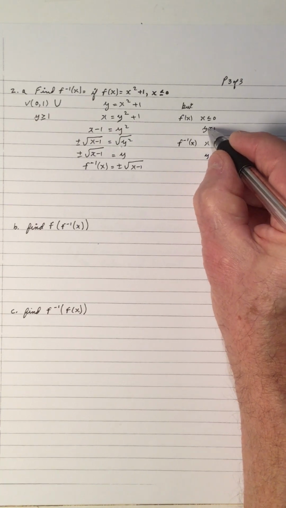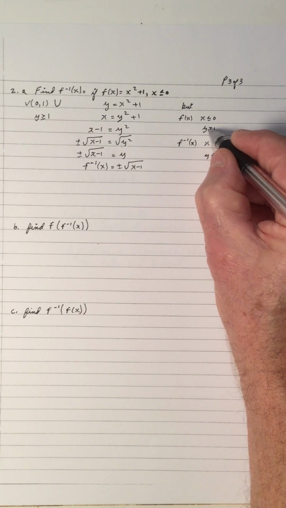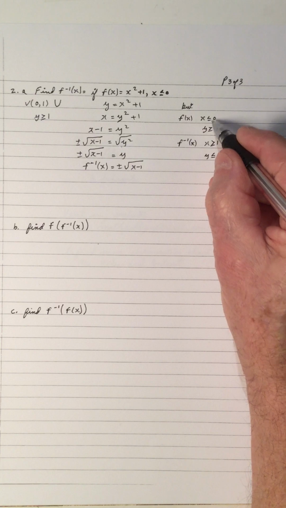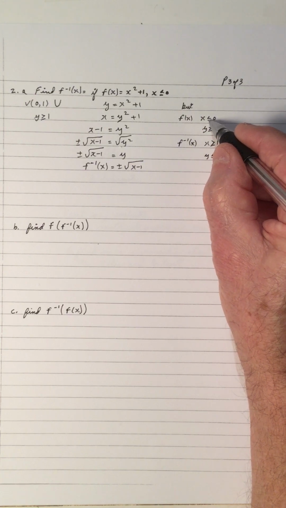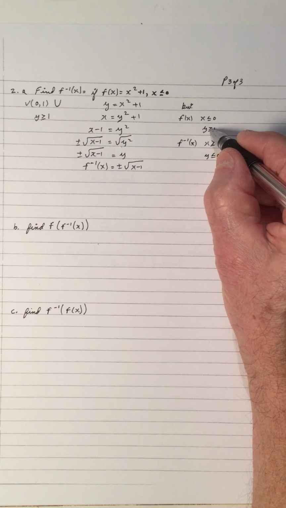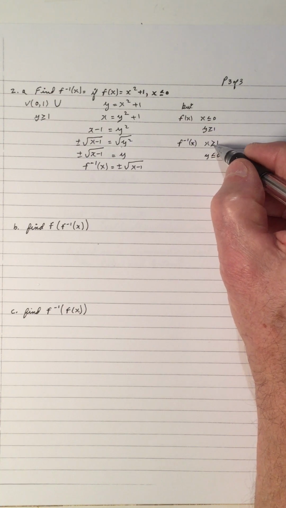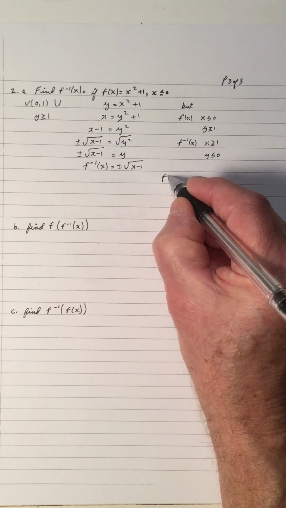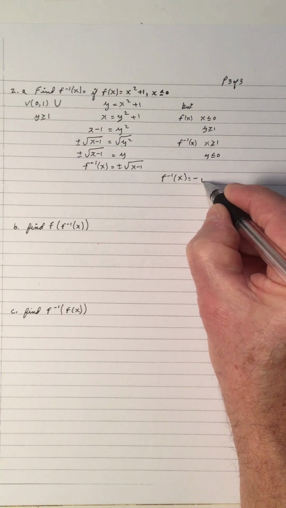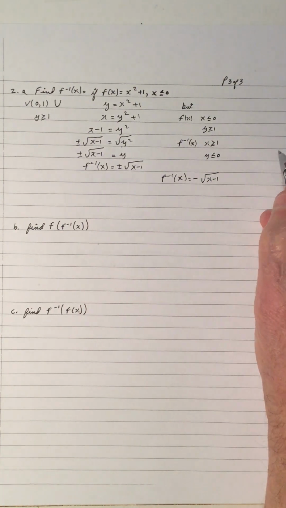x and y, the domain and the range switch. The range becomes the domain, and the domain becomes the range. So x is the domain, y is the range, but we switch: less than or equal to 0 becomes the range, and greater than or equal to 1 becomes the domain. So that means for f to the negative 1 of x, y is less than 0, so we're dealing with the negative, not the positive.